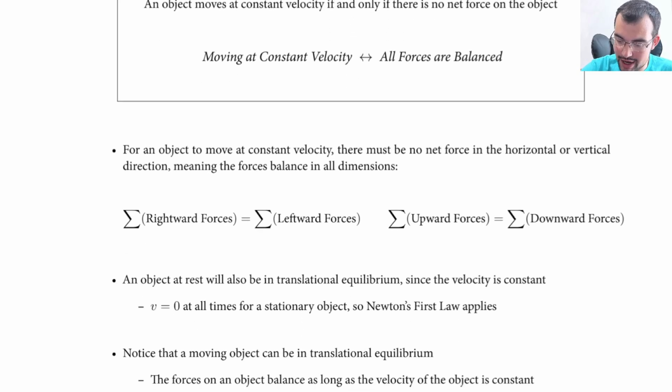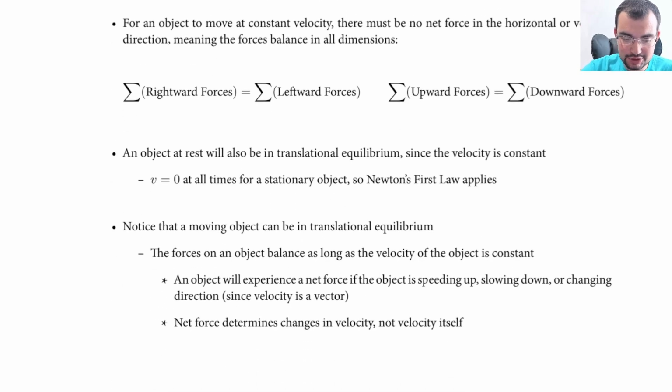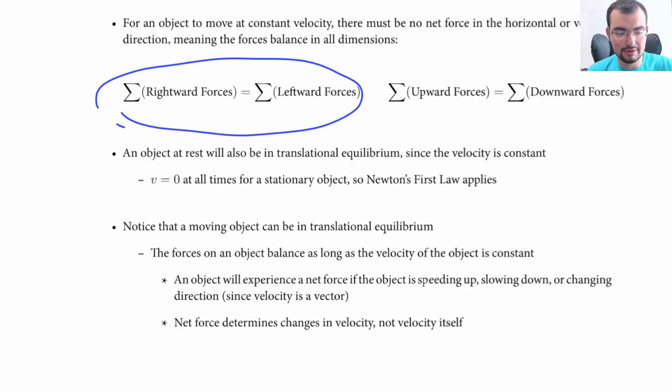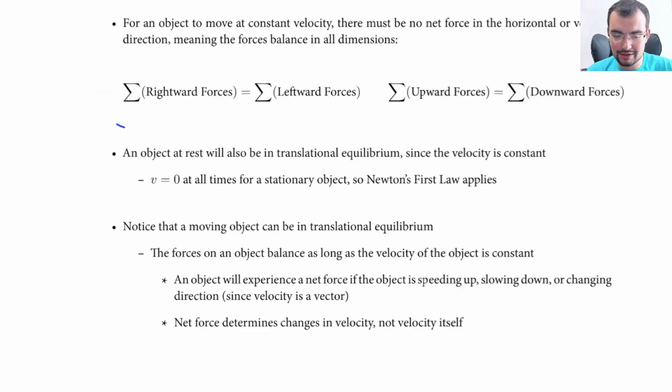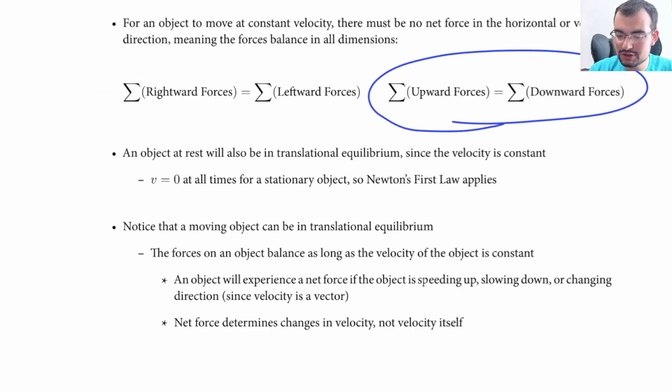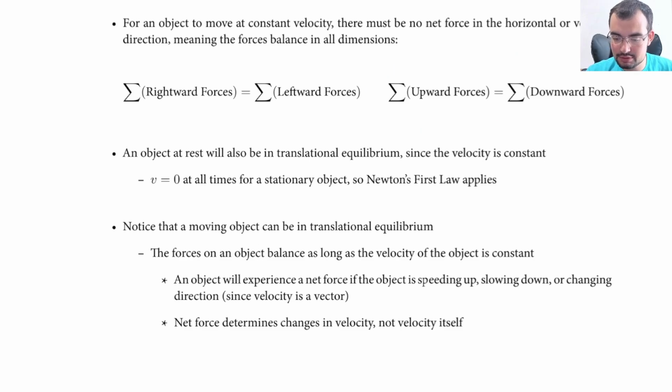So when we say write a Newton's first law equation, this is what we mean. We will sum up the rightward forces and set them equal to the leftward forces, because right and left must cancel out. And then we will set all of the upward forces equal to the downward forces, because all of the up pulls must balance all of the down pulls.